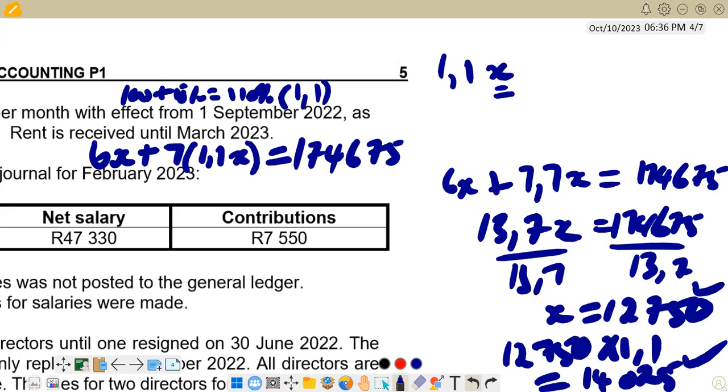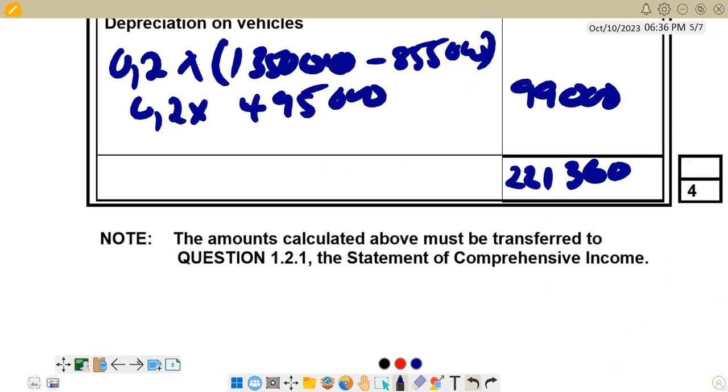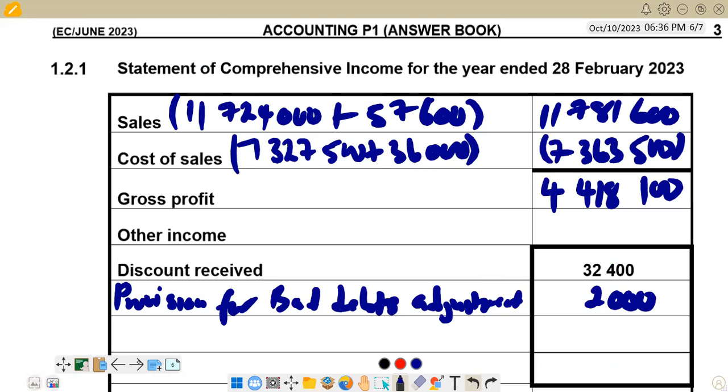So this is the rent for March. So we need to subtract it. So we're going to say 174,675, we subtract this 14,025 that was prepaid. So we go to the question and summarize that one for rent. So it means here we have rent income. So here we have got our rent income.